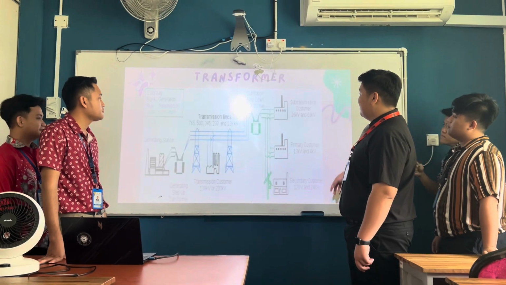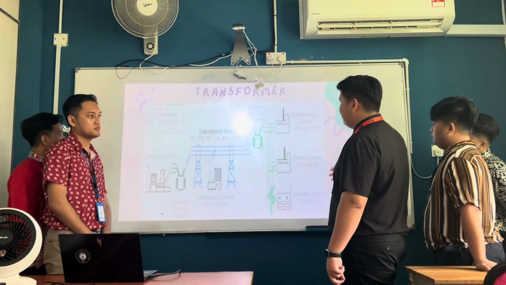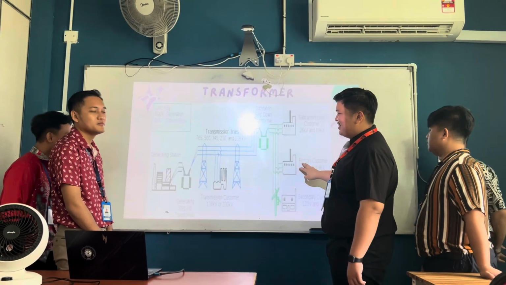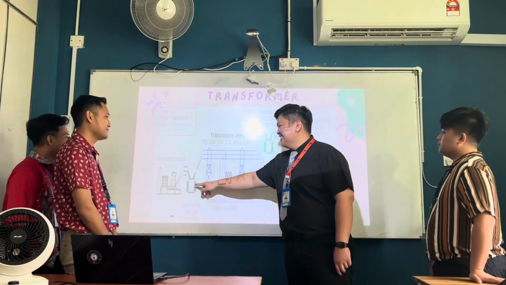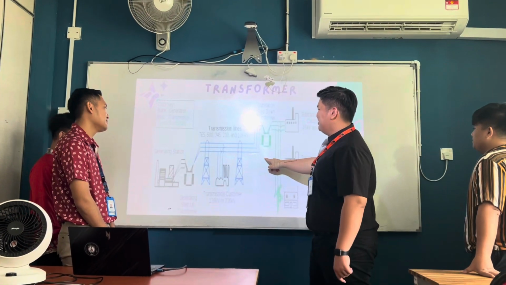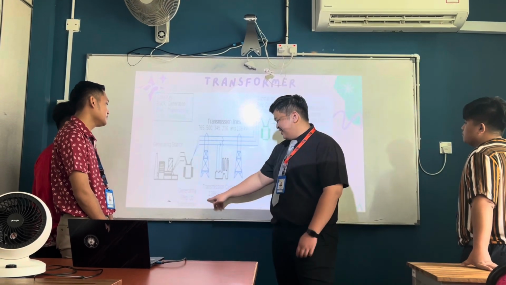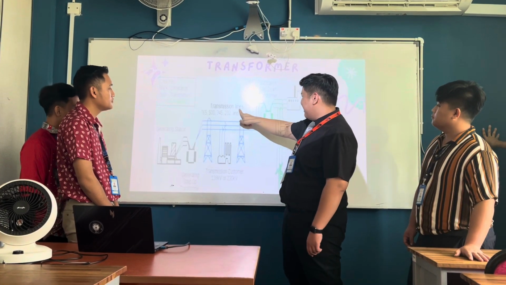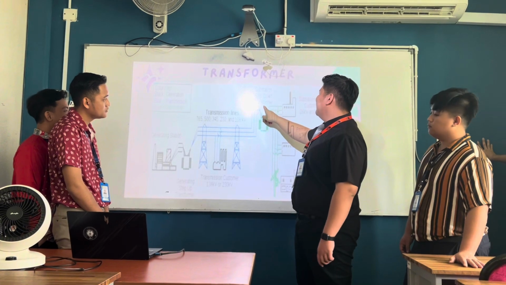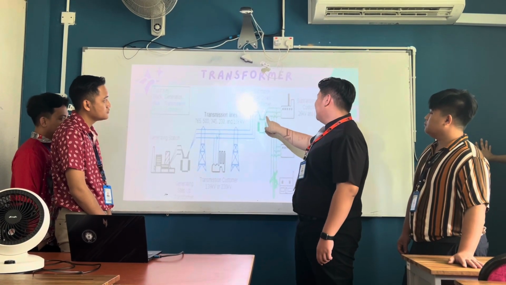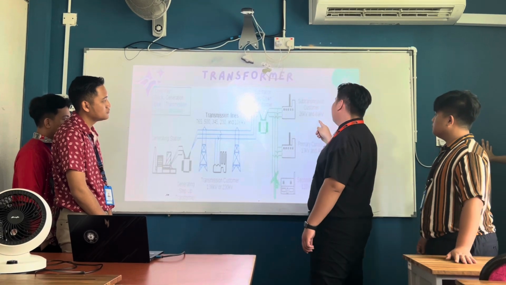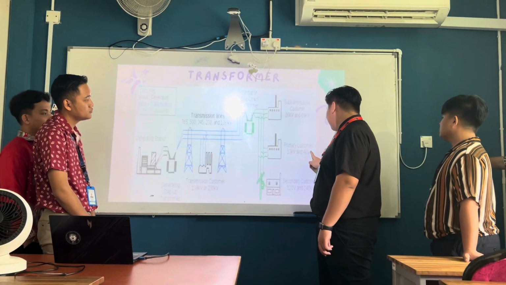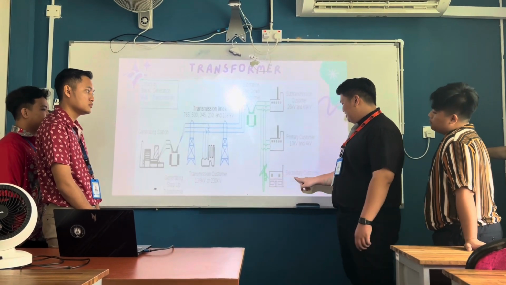This is the transformer connection line. First is the generating station, which has a step up transformer to the transmission line, and then it goes to the substation step down transformer, and the last goes to the sub transmission to the primary customer and secondary customer.